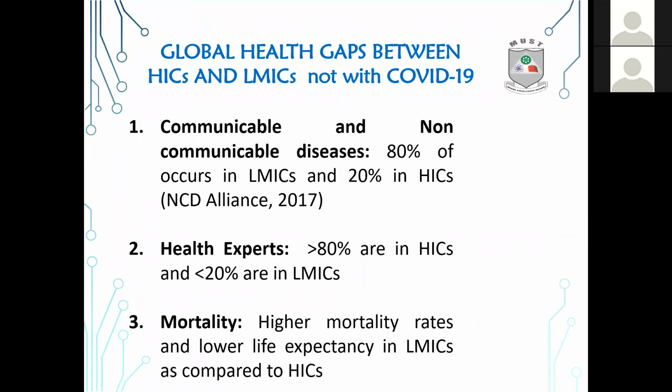Before we move into decolonizing global health education, we want to speak a little bit about global health gaps between high-income countries and low- and middle-income countries that were there before COVID-19. So first, this includes communicable and non-communicable diseases, where 80% of disease occurs in low and middle-income countries, while 20% of non-communicable disease occurs in high-income countries. Secondly, health experts. Greater than 80% are located in high-income countries, and less than 20% are located in low and middle income countries. And third is mortality. Higher mortality rates and lower life expectancy in low and middle income countries as compared to high income countries.